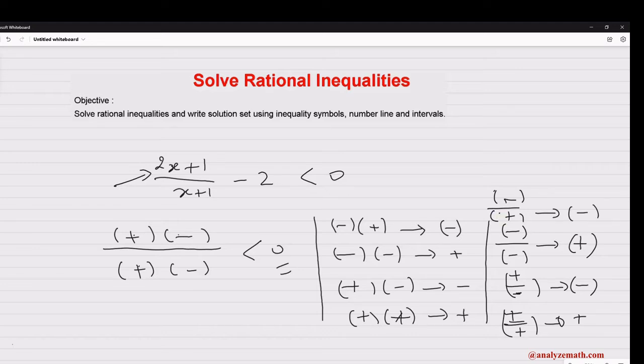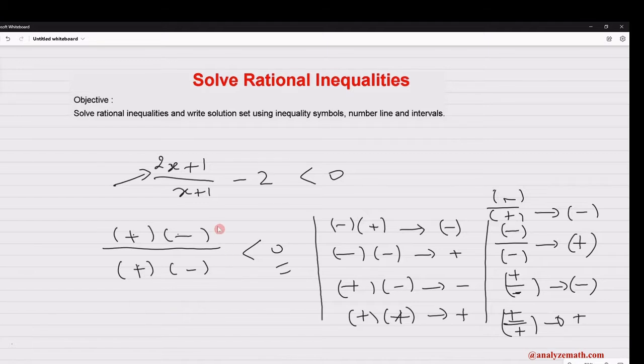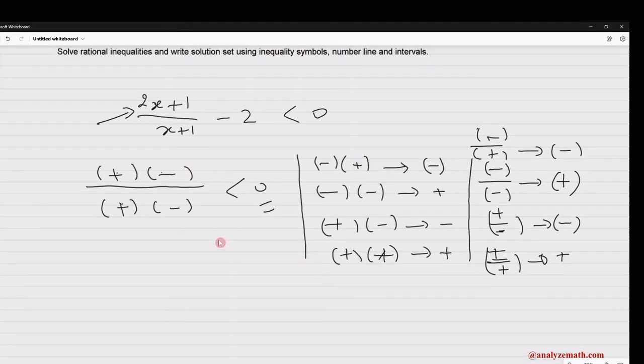So we are going to combine these rules, multiplications and divisions, because we have multiplications and divisions as well. Combine them and study the sign of this expression here, because this is what we are looking for.